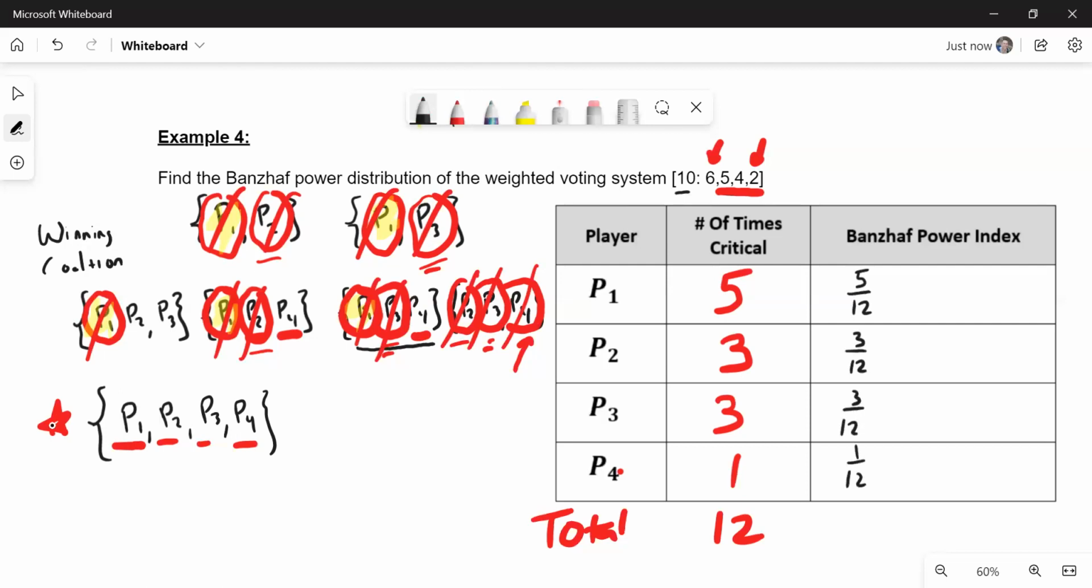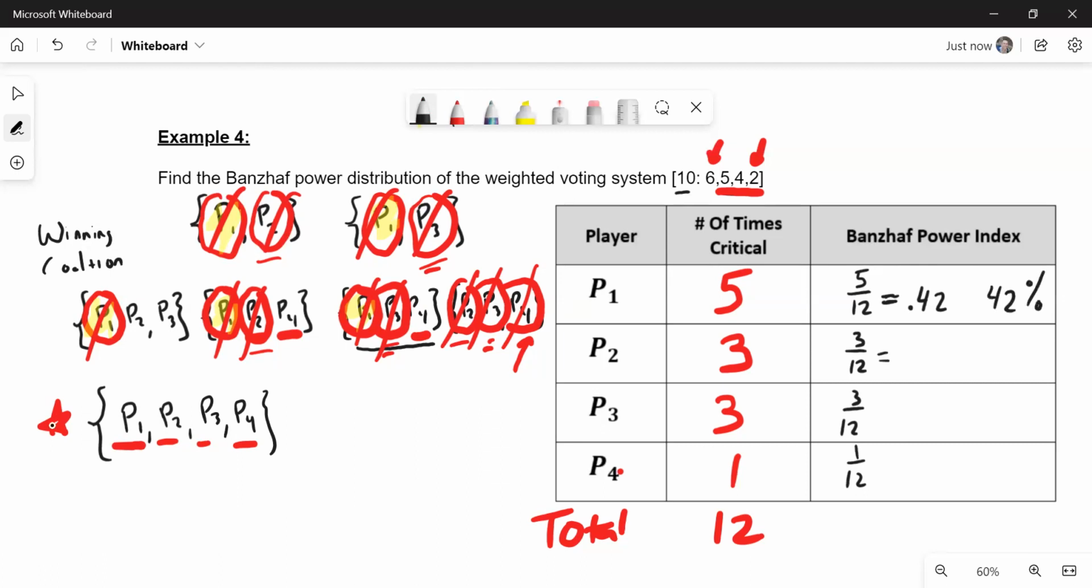All right. And these, in this particular example, you're going to do a little bit of rounding. So the first one, if we do 5 divided by 12, we get this repeating decimal forever. I'm just going to go to 2 decimal places. So it's approximately 0.42. I actually get 0.41666666. I'm rounding off to 42. I'm going to say they have 42% of the power.